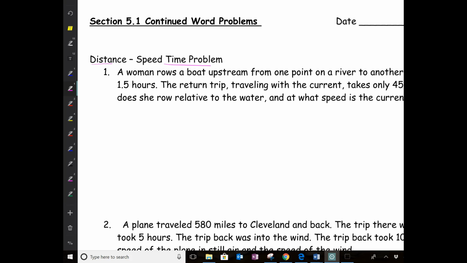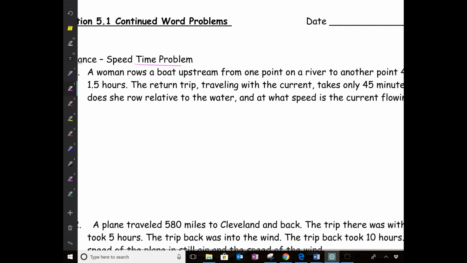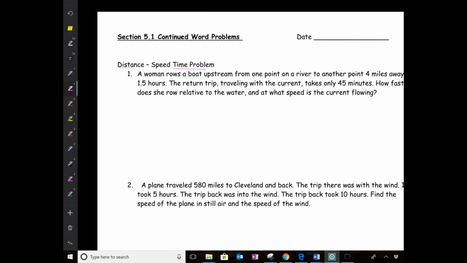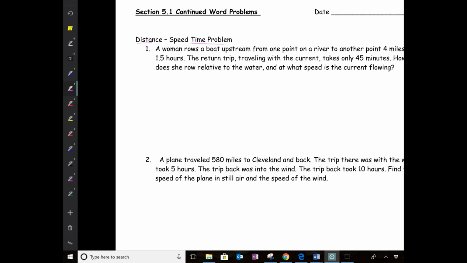You want to make sure that you define what you're looking for. So number one says, a woman rows a boat upstream from one point on a river to another point 4 miles away in 1.5 hours. The return trip, traveling with the current, takes only 45 minutes. How fast does she row relative to the water? And at what speed is the current flowing? So we're looking for two things here.